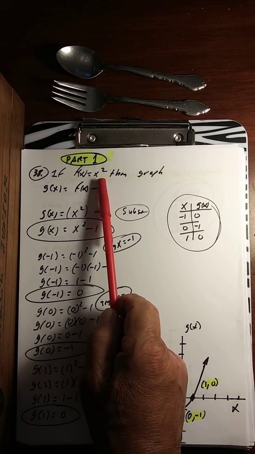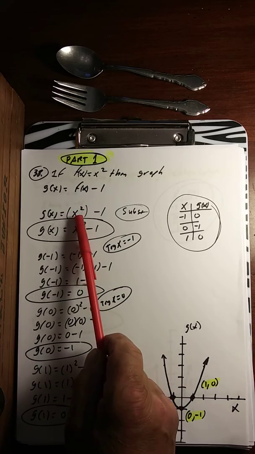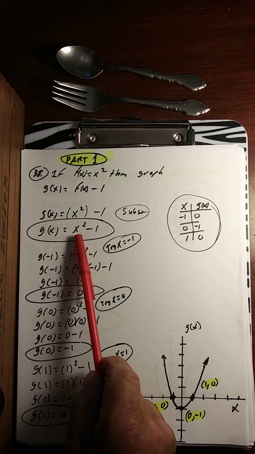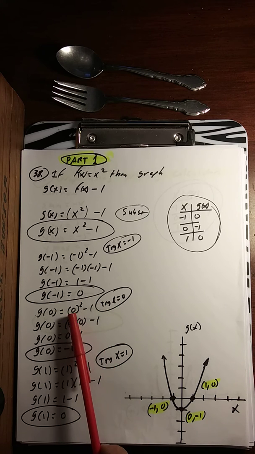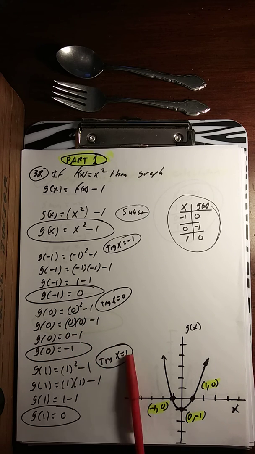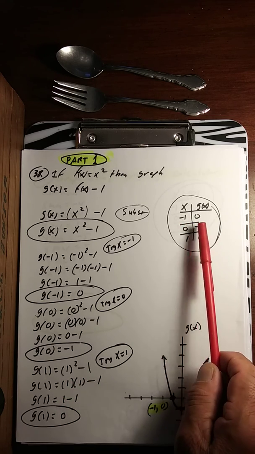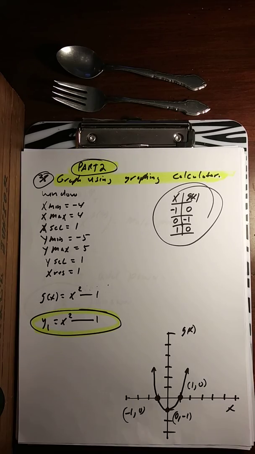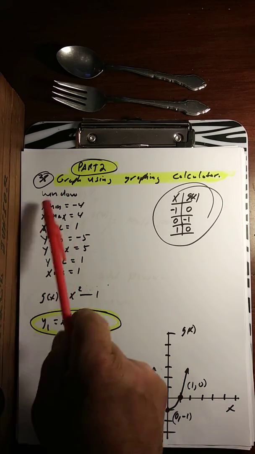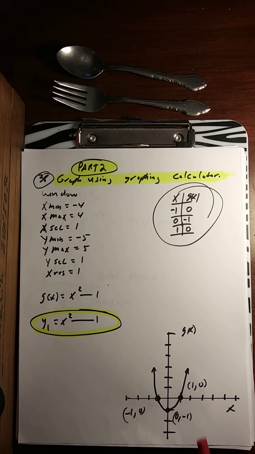If f of x equals x squared, then graph g of x equals f of x minus 1. So replace it with x squared. So g of x is x squared minus 1. Put numbers in there, negative 1. Negative 1 squared is 1. 1 minus 1 is 0. Try 0. 0 times 0 is 0. 0 minus 1, negative 1. 1 in there. 1 times 1 is 1. 1 minus 1 is 0. So we have (negative 1, 0), (0, negative 1), and (1, 0). So there's the graph. Or graph using the graphing calculator. Set the window, and you put y1 equals x squared minus 1, using the big minus sign. Enter, you're going to get the graph right there.